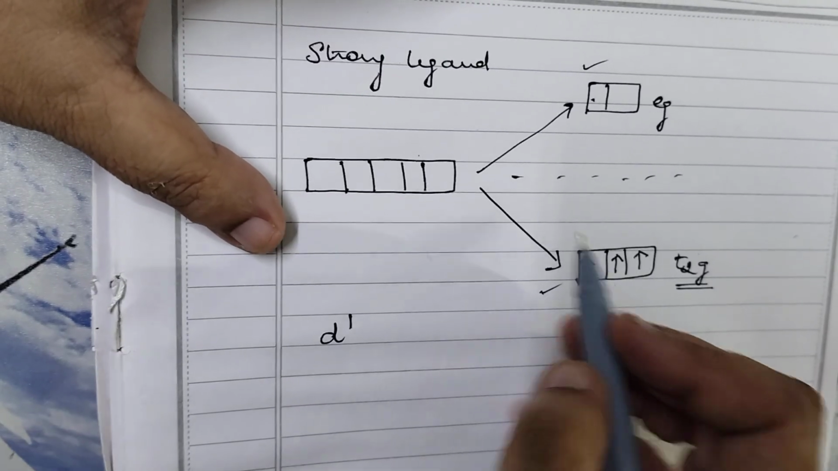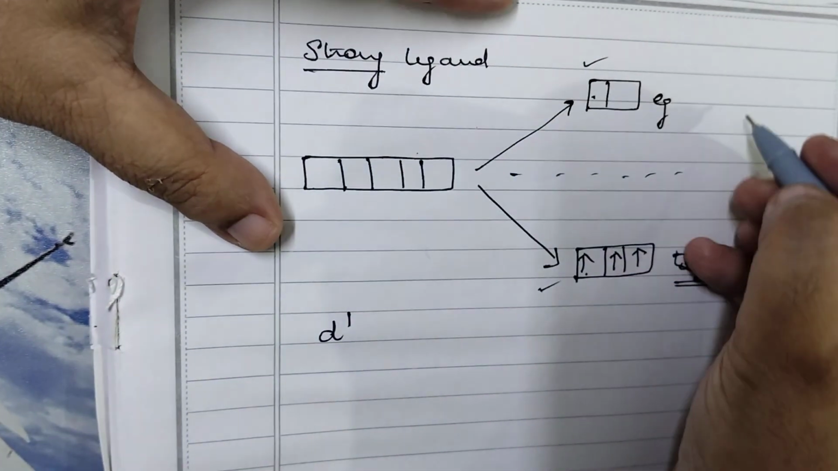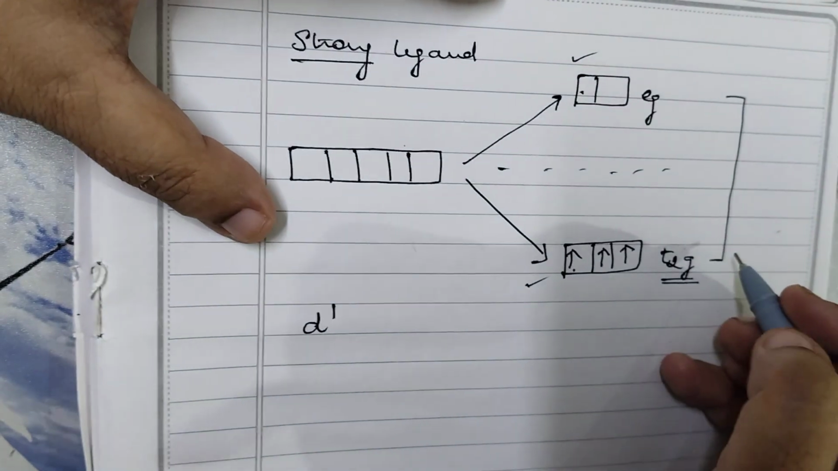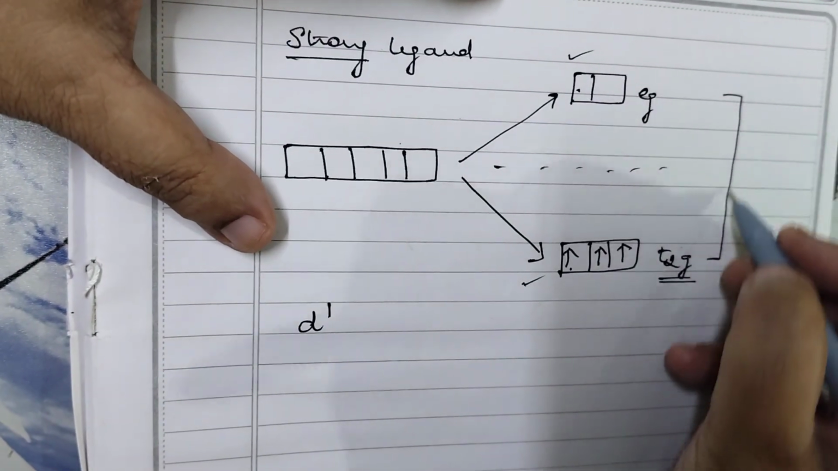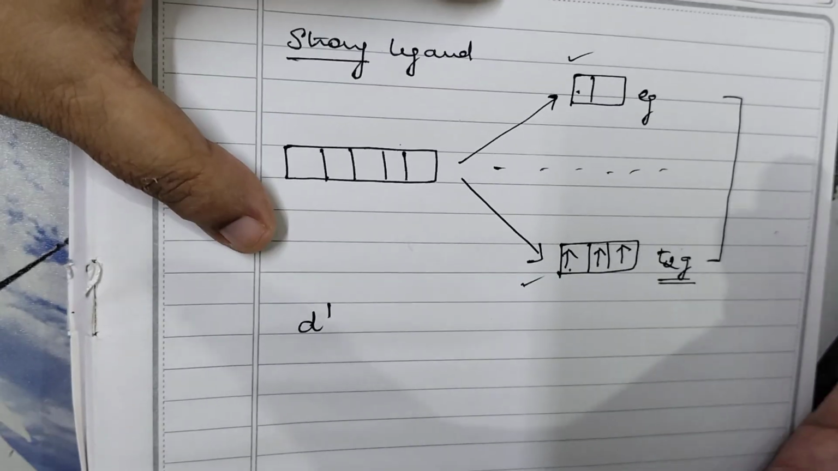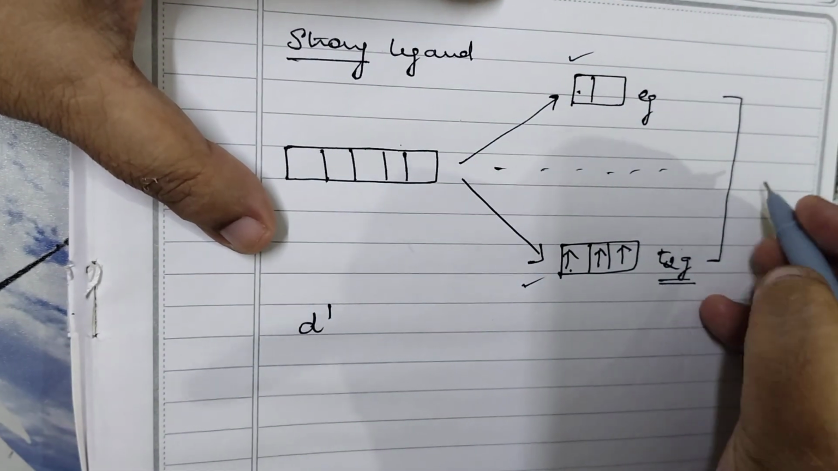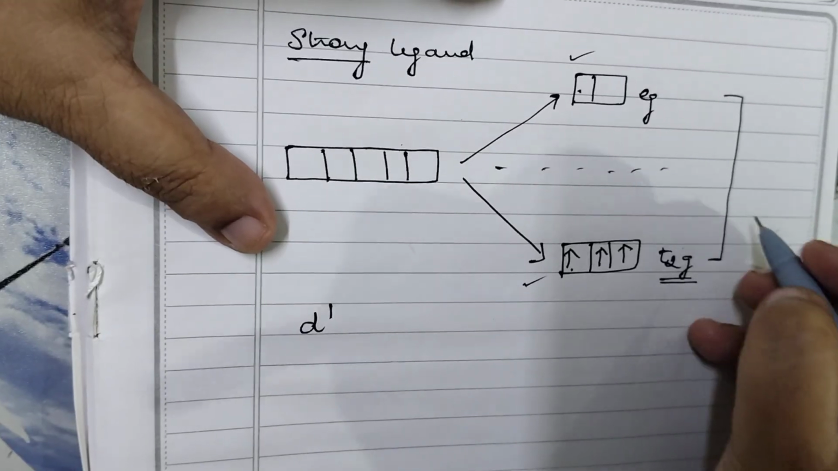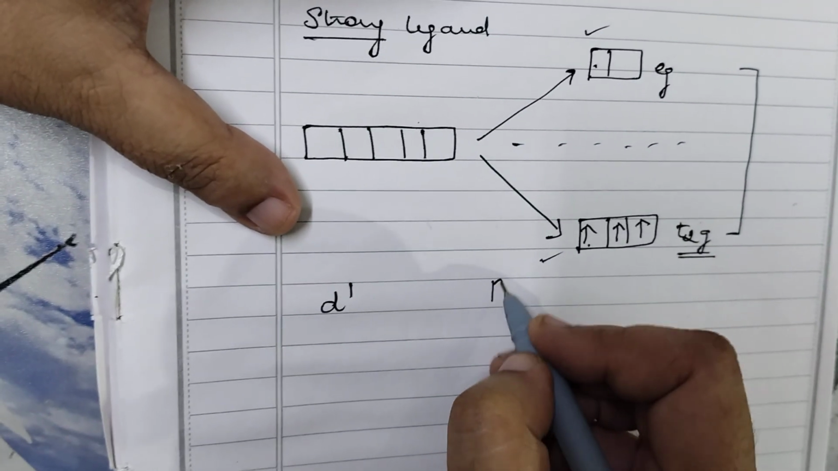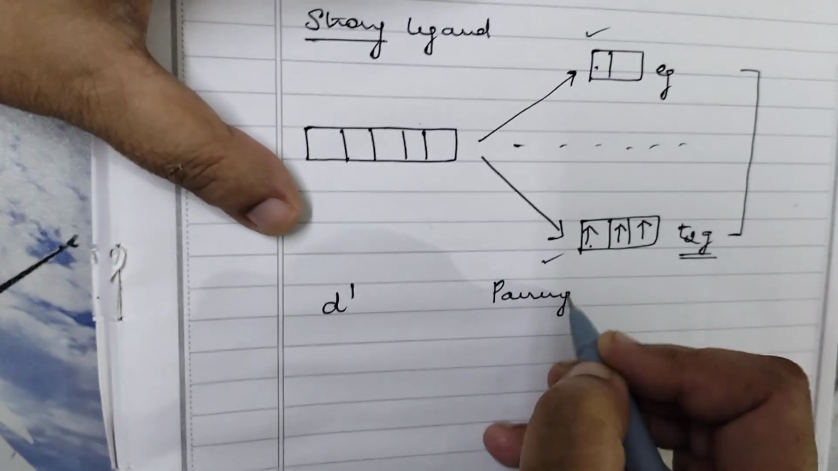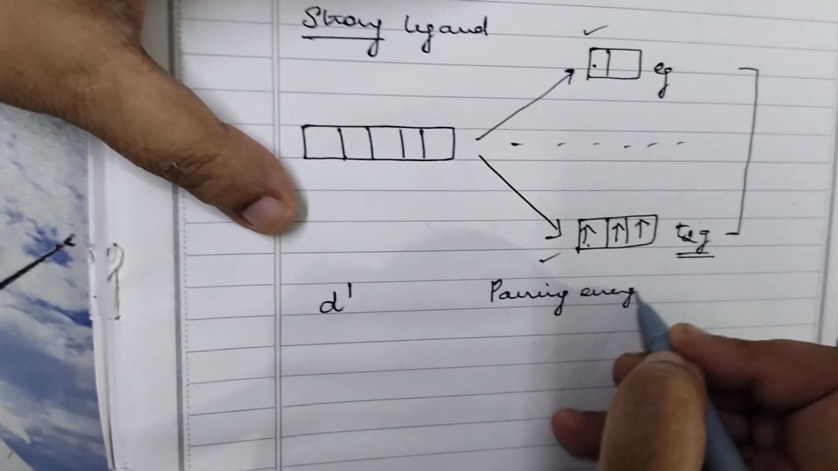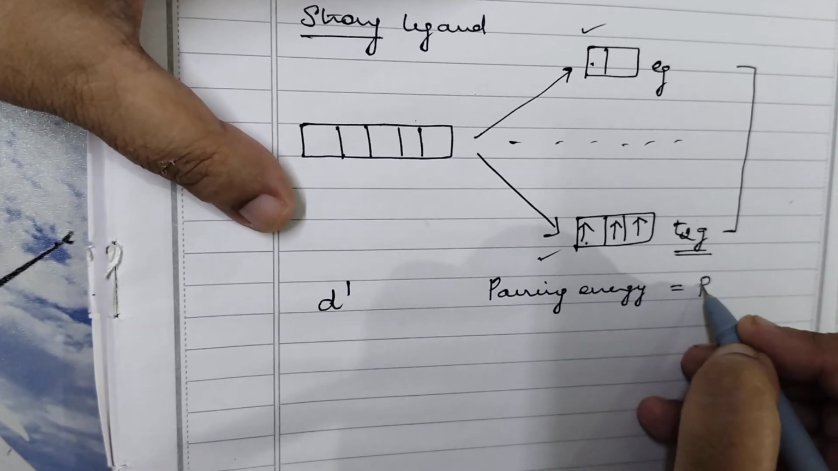Now, since the ligand is strong, this crystal field splitting is more. That is, this gap 10 Dq is very high. This gap is more. And the energy required for getting paired up is called pairing energy, which is represented by P.